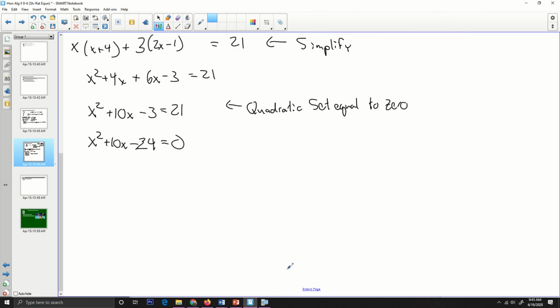Now you can use a couple of different ways. You could either factor this or you could use the quadratic formula. But I need two factors of 24, one positive and one negative, that add up to 10.